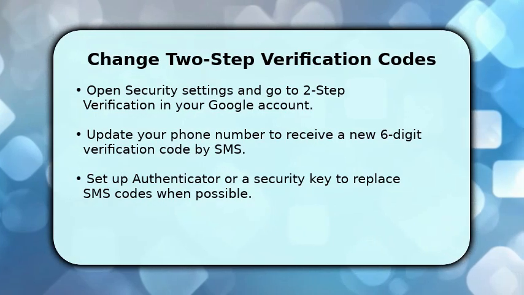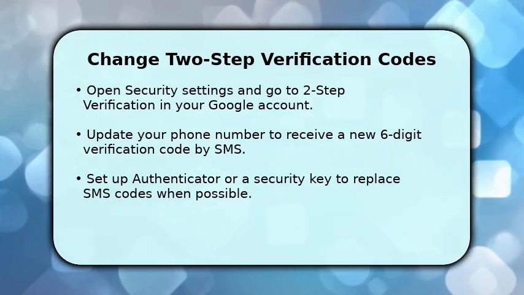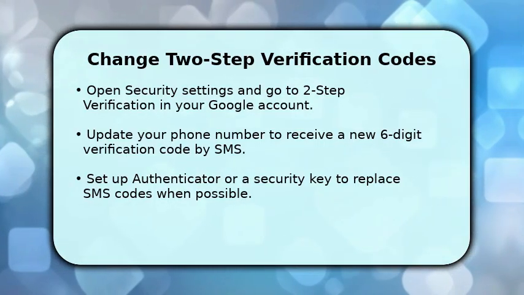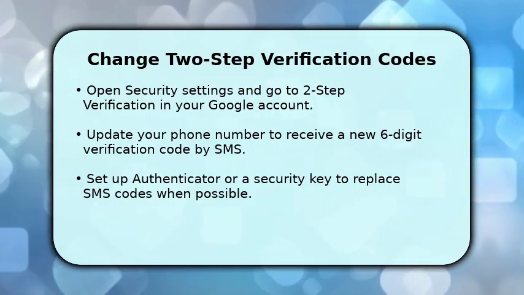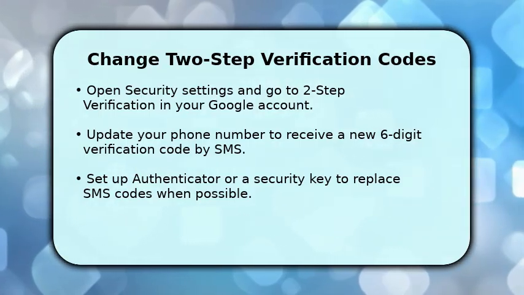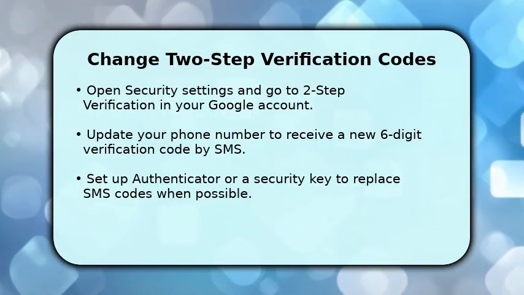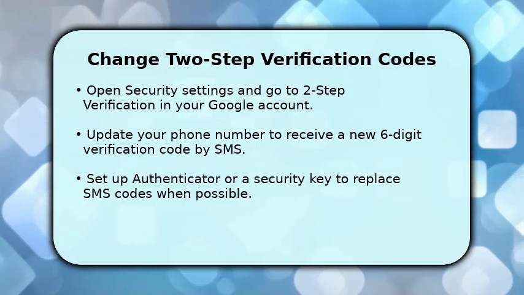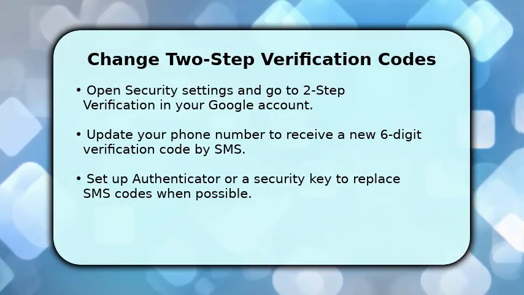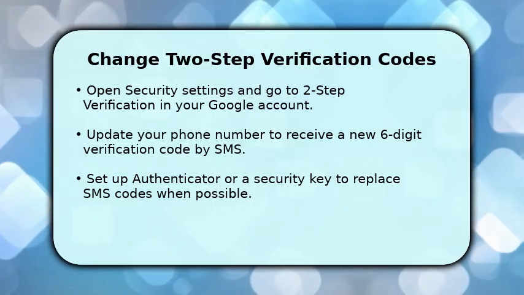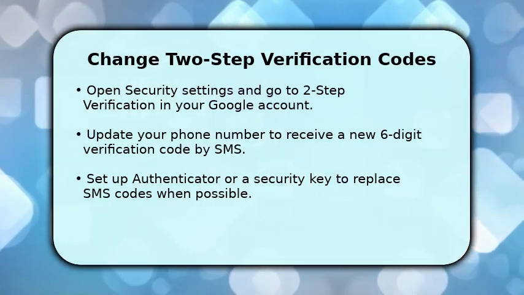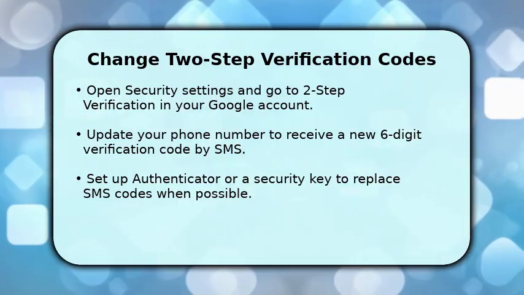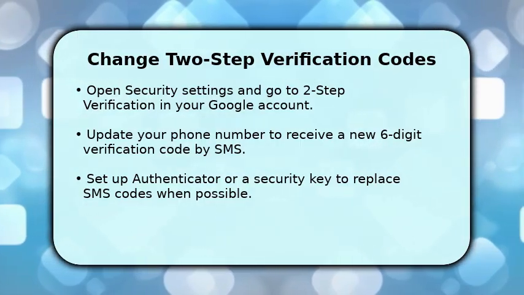From your Google account, open Security and choose two-step verification settings. Authenticate with your password to view verification options and current devices. To change SMS codes, update your phone number and request a new 6-digit code. To switch to an app, select Authenticator and scan the QR code shown on screen. Register a hardware security key by following prompts and touching the key when requested. Save changes and remove old devices you no longer use for verification.